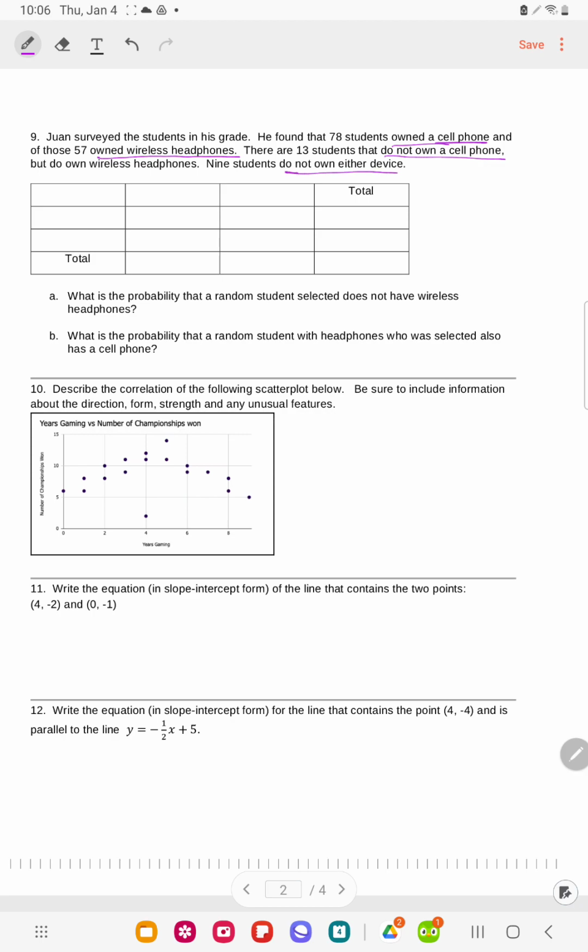So the words that keep reappearing, the ideas, include cell phones and headphones. So we're going to have one column called cell phones, another one we're going to call no cell phones, and then we're going to have one called headphones and no headphones.